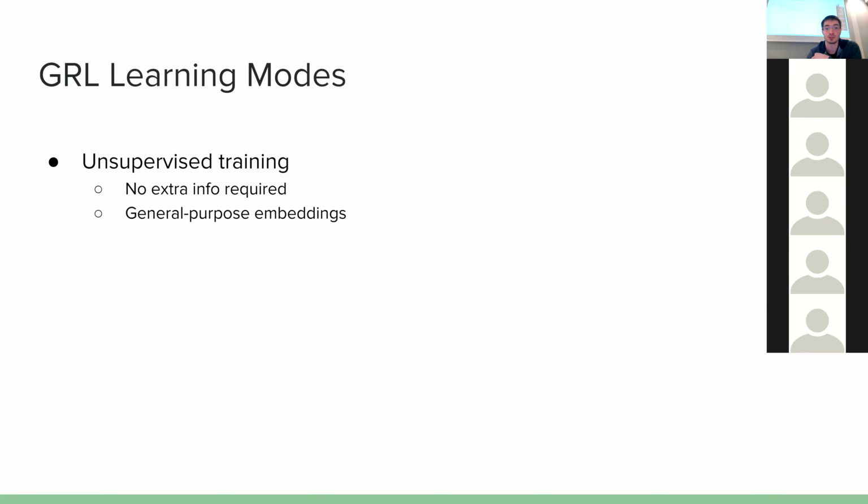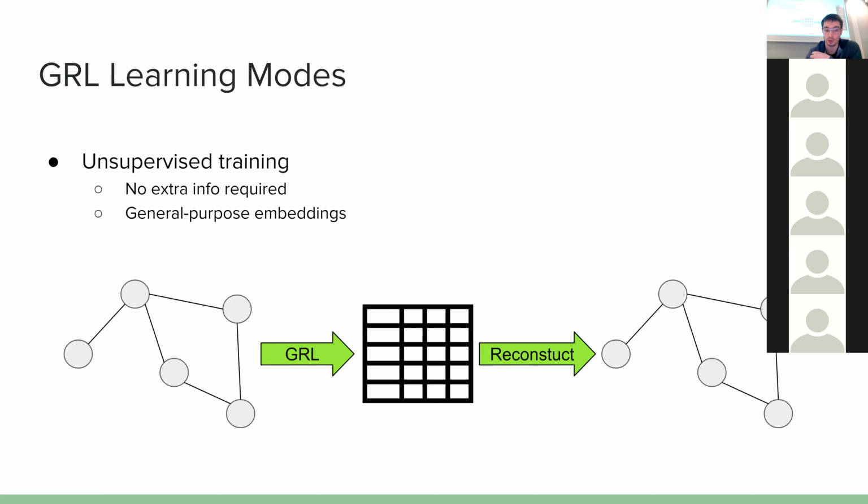So one way is to use unsupervised training. We use this when we have a graph and we don't have any additional information. We just know that we have certain nodes, certain edges. Or we also use it when we want to come up with some embeddings that can be used for multiple different machine learning tasks. So in this scenario, we have our graph on the left.